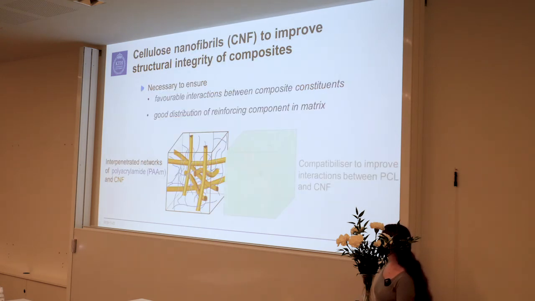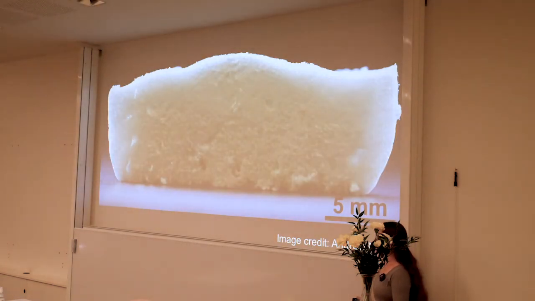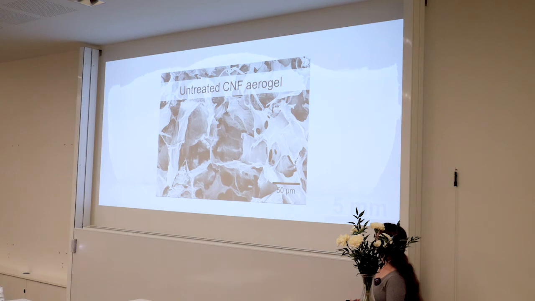With that, I'll move on to the other composite material, consisting of an interpenetrating network of polyacrylamide and CNF. We have previously in our group developed a method to create very porous CNF aerogels, which are also wet stable by cross-linking the CNF. Here you can see an SEM image of the internal structure of one of those aerogels, showing the porous and relatively open structure.